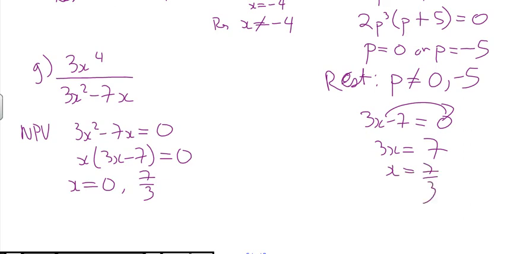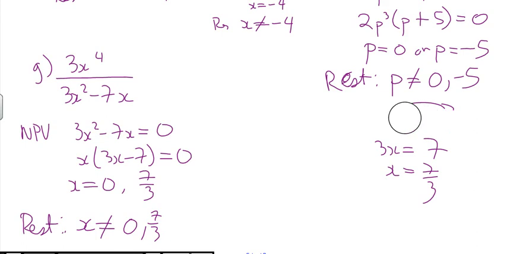Restriction. What's the restriction? X can't be 0 and 7/3, right? So non-permissible values are the values of x that make the denominator 0. The restrictions are just stating those with a don't make them, right? Don't use those values. Just erase this.